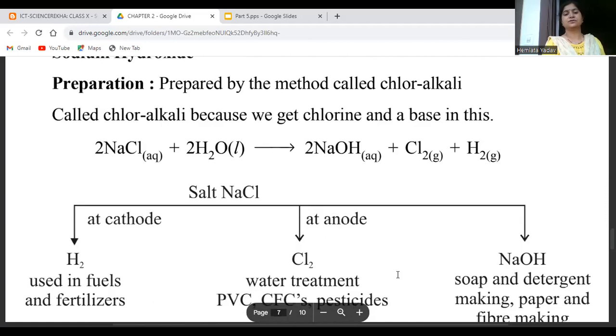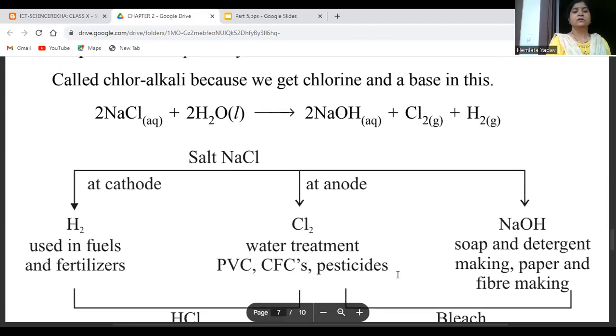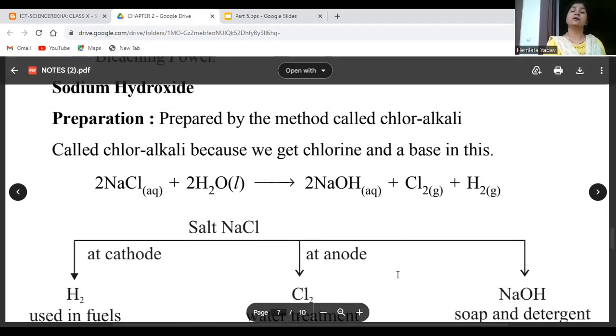2NaCl plus 2H2O gives 2NaOH, chlorine and H2. So we produce sodium hydroxide by the chloralkali process.